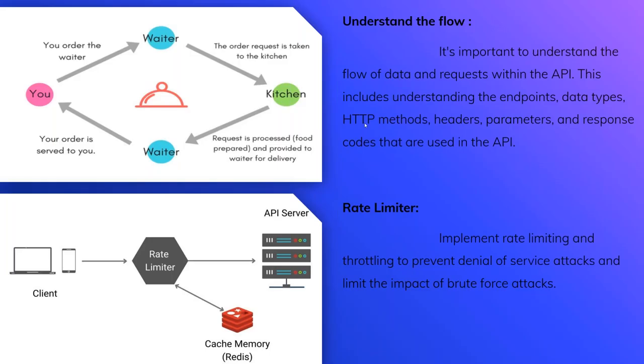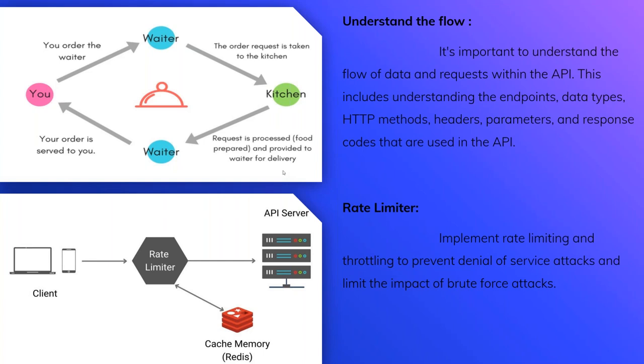First one: understand the flow. As you see in the diagram, the user orders from the waiter. The order request is taken to the kitchen. The request is processed and provided to the waiter for delivery, so your order is served to you. This is the flow of things that occurs in a restaurant or anything else. This flow needs to be very clear to everyone, so the developers can modify the code.